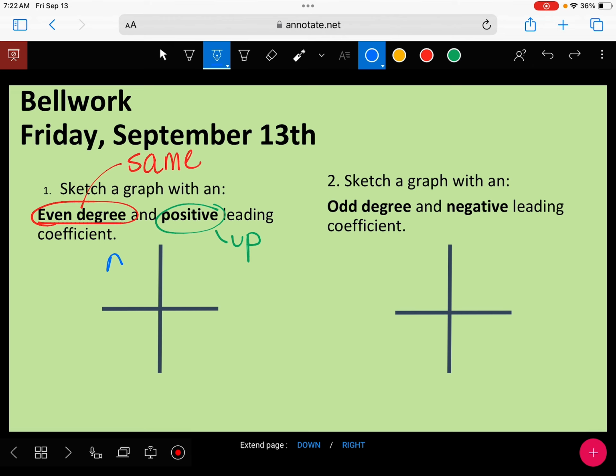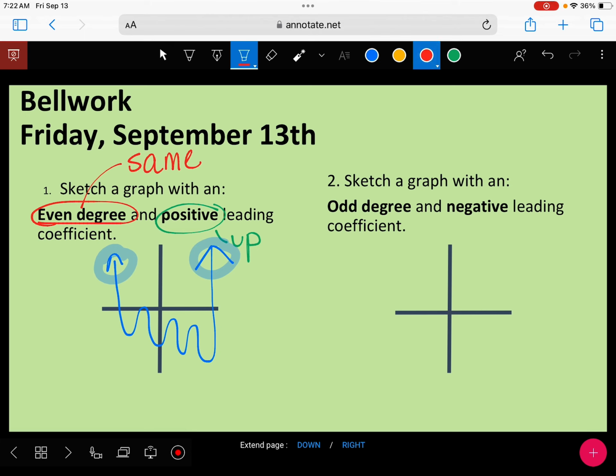That would work. It doesn't matter how many times you do these little loop-de-loops, but at the end it has to go up. Both arrows have to go up. So there isn't just one way to write a graph or create a graph. What's important is that we're focusing on what's happening on the ends of the graph. Both ends have to go up.